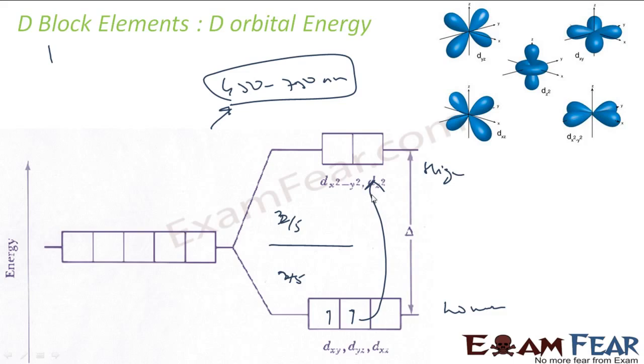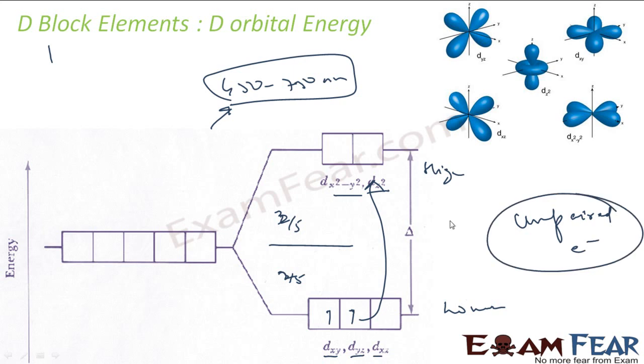This is the critical slide. The d orbital is divided into 2 parts. dxy, dyz, dzx have the lower energy level, and dx square minus y square and dz square have higher energy. So electrons keep jumping if they are unpaired electrons. Only if they are unpaired electrons, they have colors. This is the example. This is how a d orbital looks. These 3 have lower energy, and these 2 have higher energy.